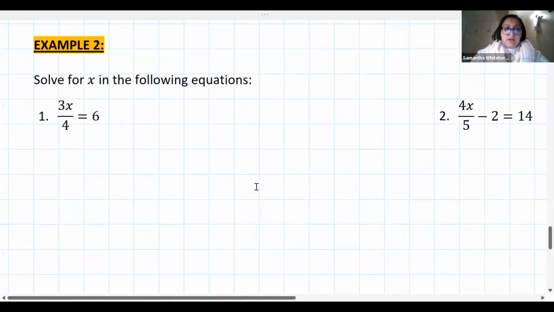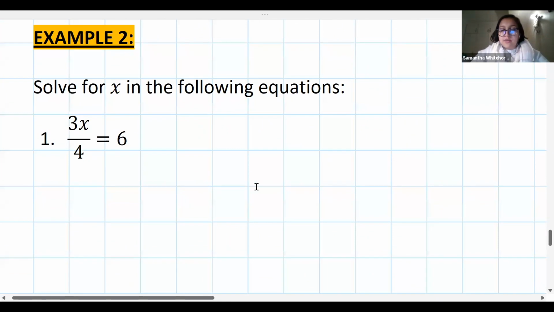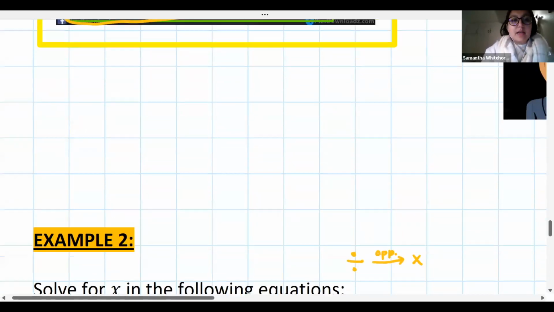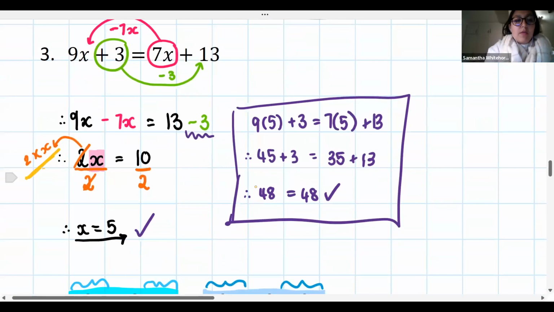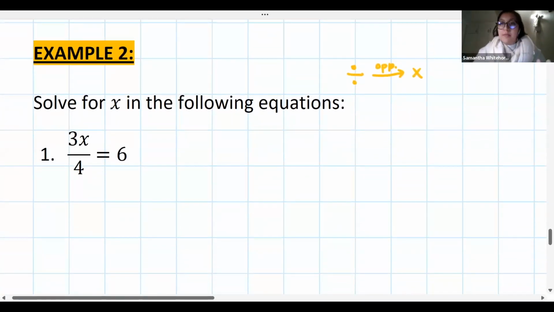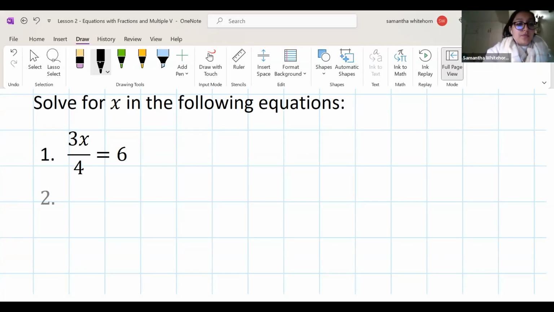Okay, guys. So let's have a look and see what happens when we have fractions involved. The thing I want to point out here is that if we are doing division, the opposite operation is to multiply. Same as with the last examples, when we were multiplying, the opposite operation was to divide. So remember, when we have division, when we have a fraction, our inverse or our opposite operation is going to involve multiplication. So if we look at this first question, we've got 3x over 4 is equal to 6.